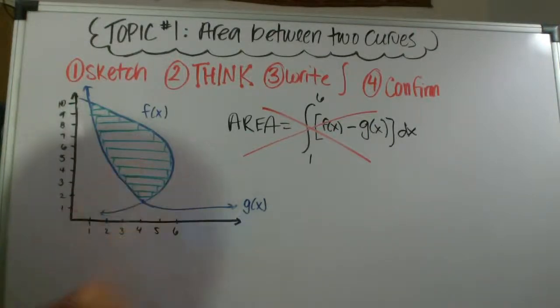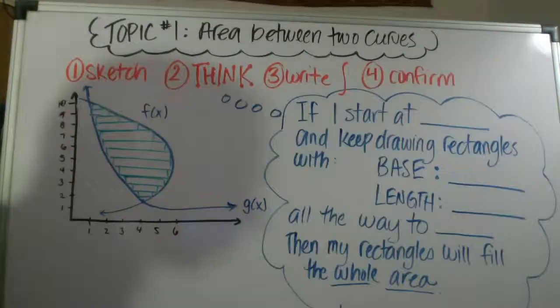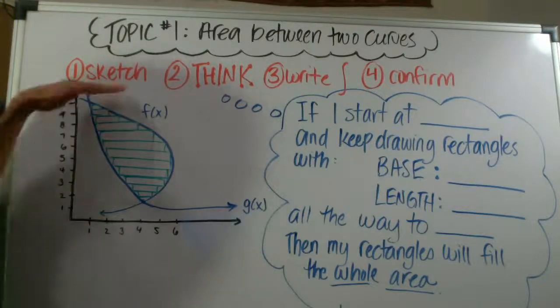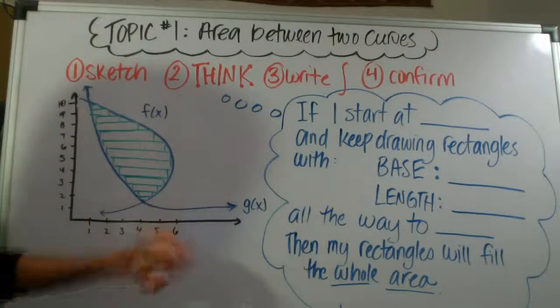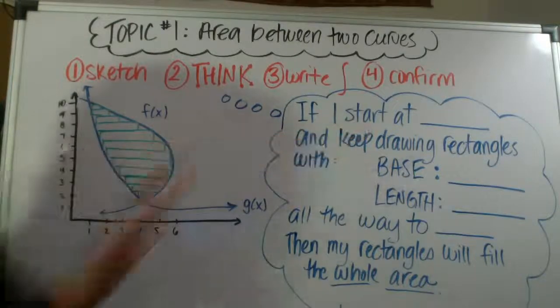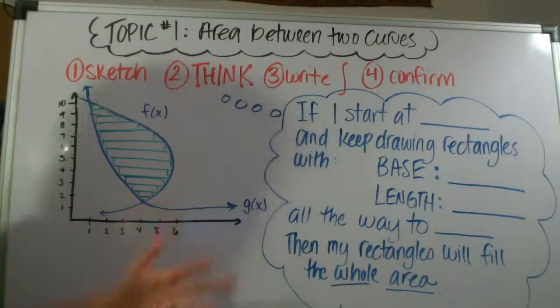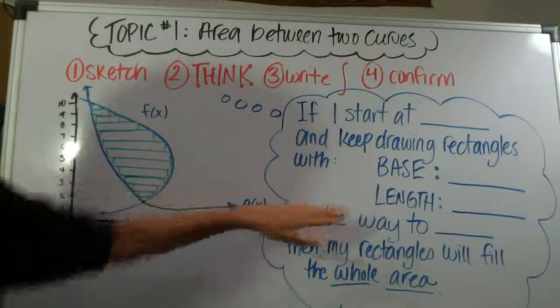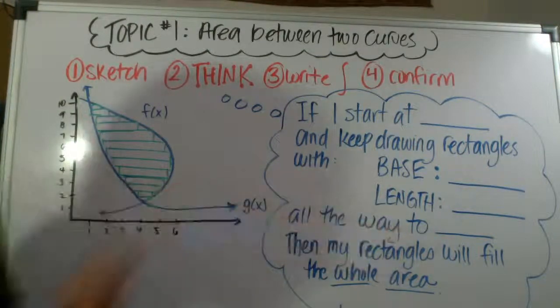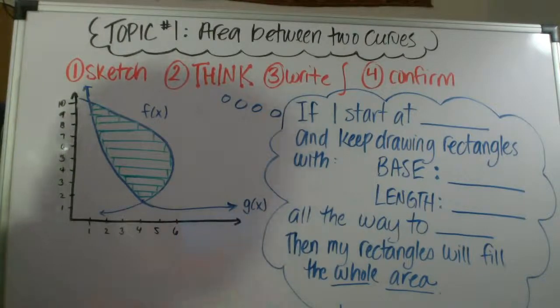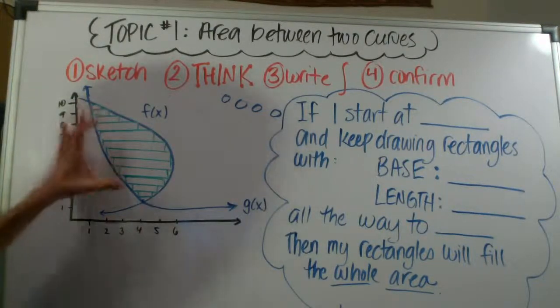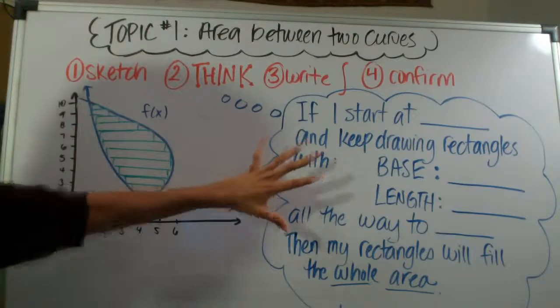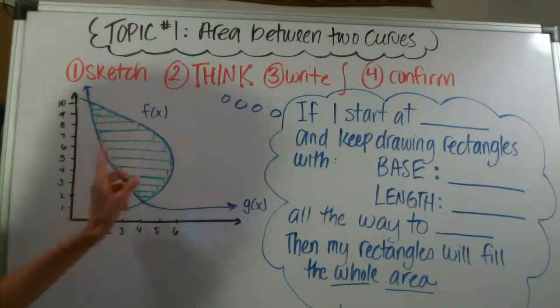So we still have to write the integral. This time I'm going to model the correct way to think about it. For those who are more verbal learners, this is exactly what you want to think. After you've got your sketch, you need to think to yourself, if I start at some particular number and keep drawing rectangles with this particular base and this particular length all the way until I get to some other number, then my rectangles will fill the whole area. We've got a picture that says this. We just have to interpret what the picture is saying.